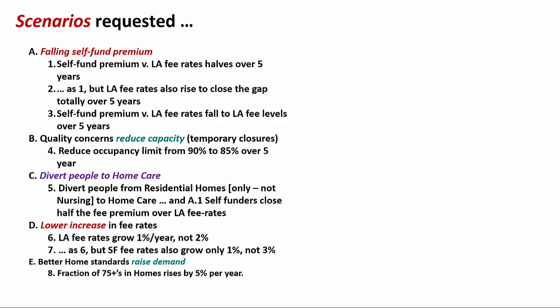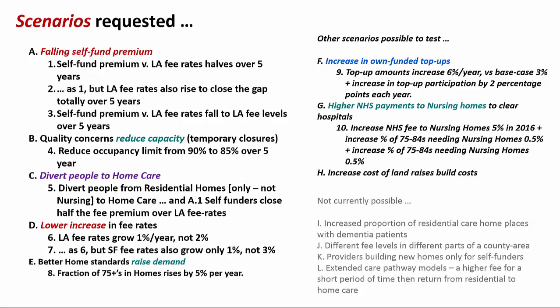Lastly, scenario E looks at what would happen if, for example, increasingly high quality homes mean that more people want to go into residential homes than do so currently. So that looks at an increase in the fraction of 75 plus year olds going into residential care. There are some further scenarios that it's possible to test. We can look at what happens if residents pay additional top-ups over their local authority funded care. We can look at what happens if NHS payments rise to get more people out of hospital into nursing homes, and so on.